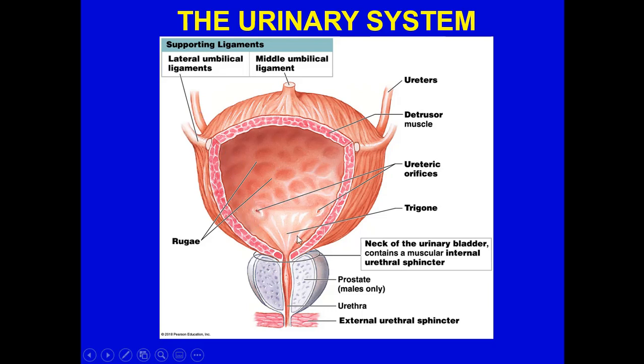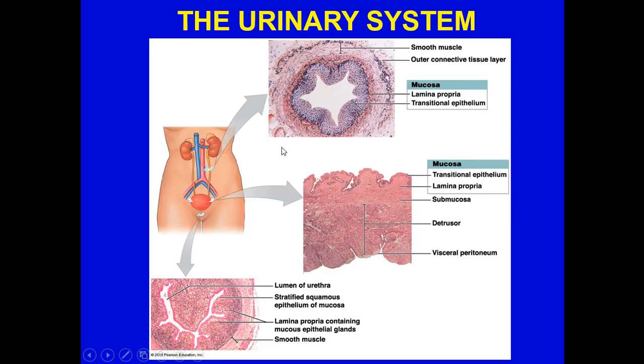The trigone is this area you can see here like a triangle. Two points of the ureteric orifices and then it comes down to the opening of the internal urethral sphincter. Now, only in males do they have this prostate gland, which is right below that, okay? And this is where the urethra will come. Underneath the urethra is the external urethral sphincter. This is going to be skeletal muscle and control urination. Don't let me forget also about, as you can see, these folds here, this is the rugae, okay?